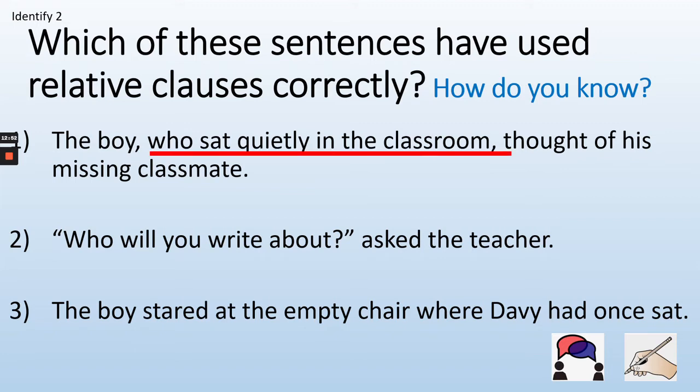Okay, let's have a look. My first example has an embedded clause with a relative pronoun. So this is a relative clause punctuated correctly. My second example looks like it has a relative pronoun, but this hasn't been used for a relative clause. Who will you write about is using a pronoun, but not a relative pronoun. Number 2 is incorrect. Let's check number 3. Where Davy had once sat uses a relative pronoun, where, to modify the chair, the object, the noun in my sentence.